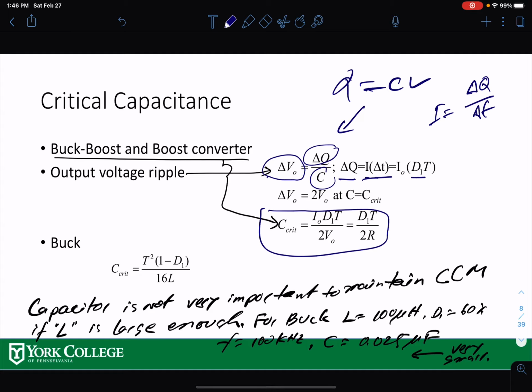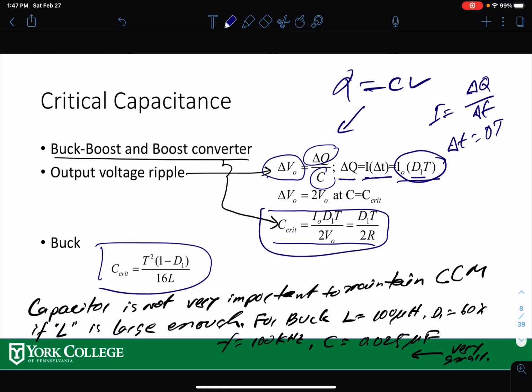So what is delta T again? Delta T is dt, right? This time we're using d1, which is basically dt, right? So that's the whole equation here. You can really find peak-to-peak value of output voltage by using this equation for a capacitor. Okay. So now, for the buck boost and boost converter, this is your critical capacitance. For buck converter, this is your critical capacitance.